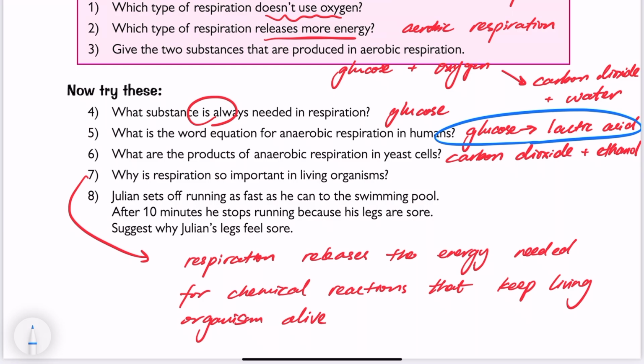In order to answer this question, why don't we mention that as he is running, Julian's leg muscles are more likely to start respiring anaerobically because they just don't have enough oxygen there. And this anaerobic respiration produces lactic acid. That's the reason why he feels the soreness. I'm going to put the answer on the screen.